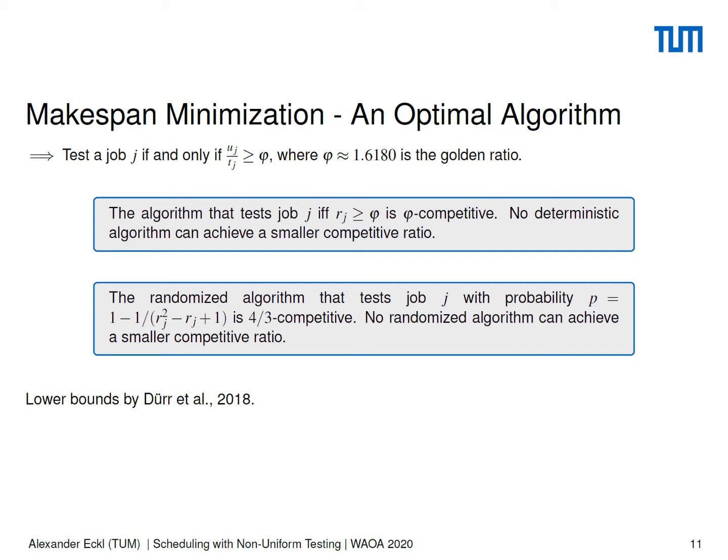Also, no deterministic algorithm can achieve a smaller competitive ratio. Additionally, we also constructed the corresponding randomized algorithm, which tests the job j with a certain probability and is 4 over 3 competitive. Again, no randomized algorithm can achieve a smaller competitive ratio, as has been proven by Tur et al.